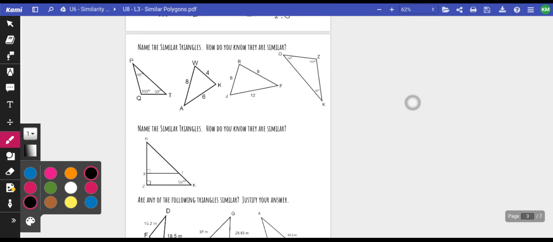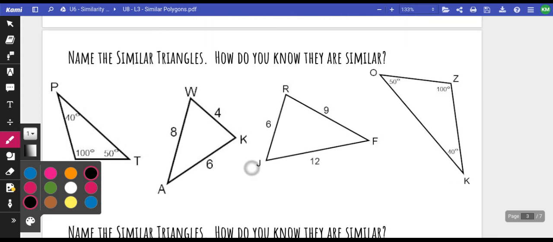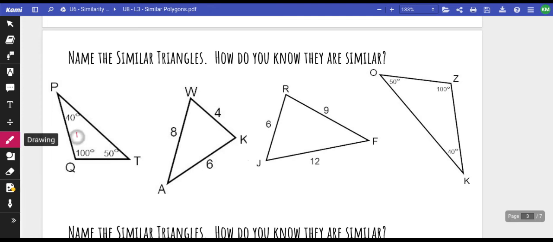Okay. All right. Next one. Some of these are similar. I want to know how you know. Does anyone see, and we can number these if you want. We'll number it triangle 1, triangle 2, triangle 3, and triangle 4.